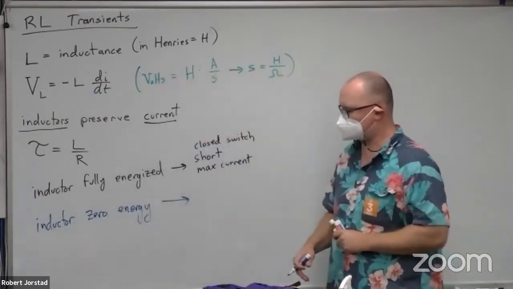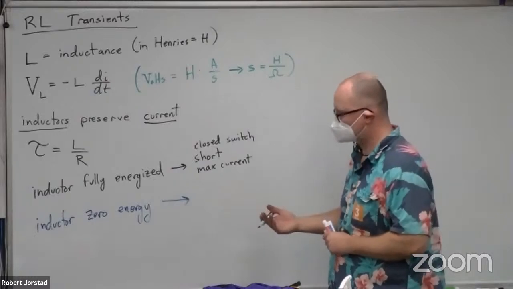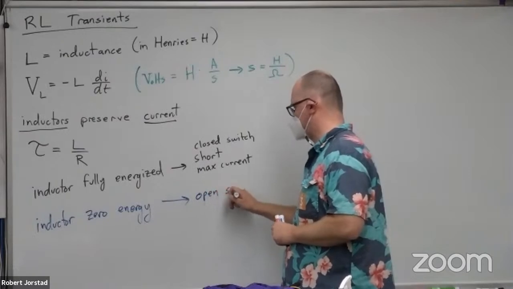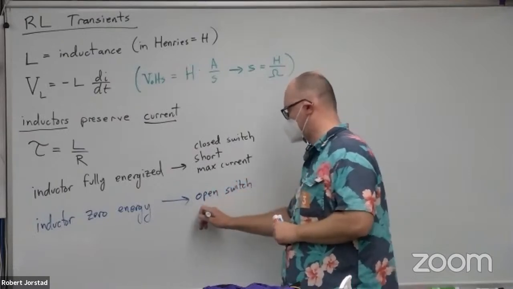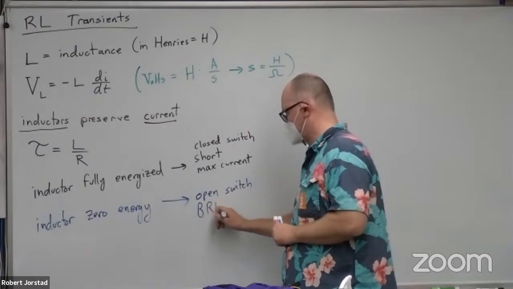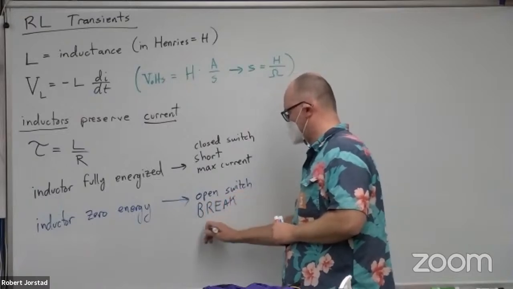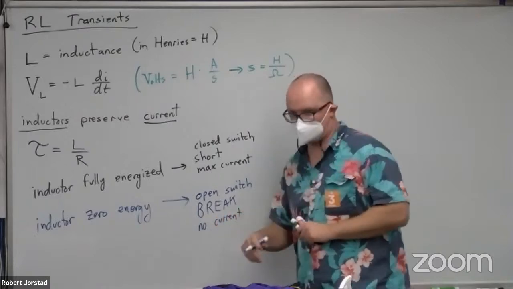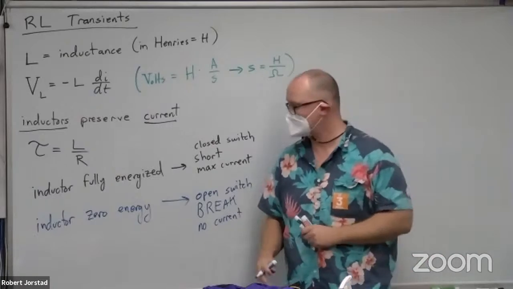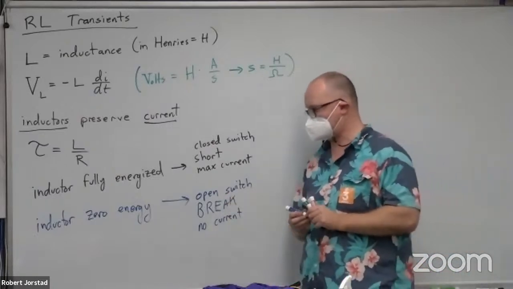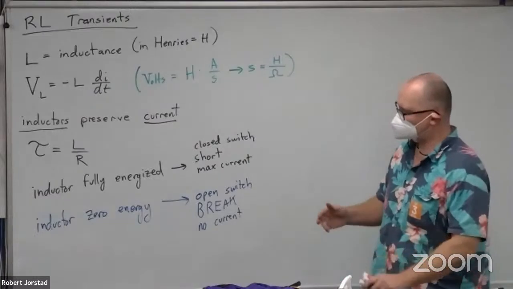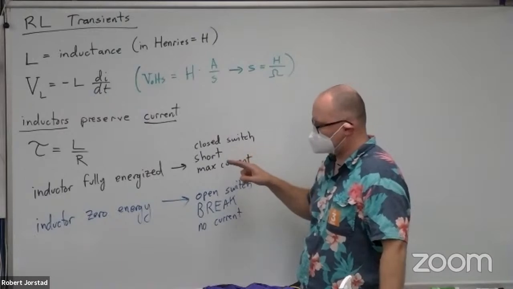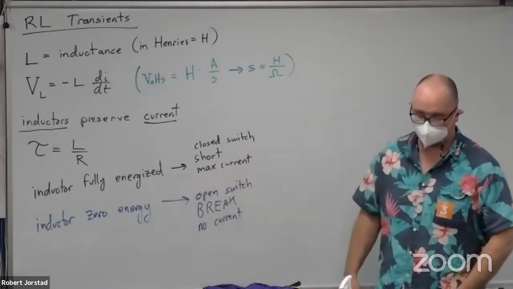So take a guess, if the inductor has no energy: open switch, no current, break. It's a broken circuit. So sort of like we saw resistor and capacitor rules are flip-flopped, inductor and capacitor rules are flip-flopped a little bit. When an inductor is fully energized, that's when it acts like a short. When it has zero energy, that's when it acts like a break.